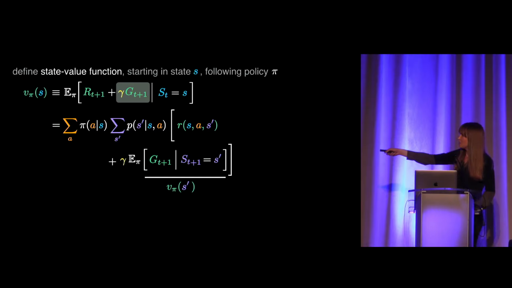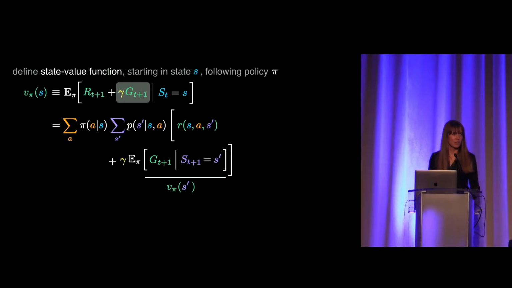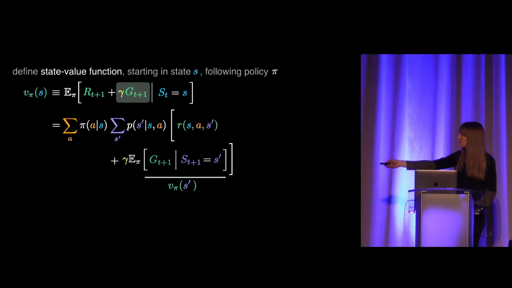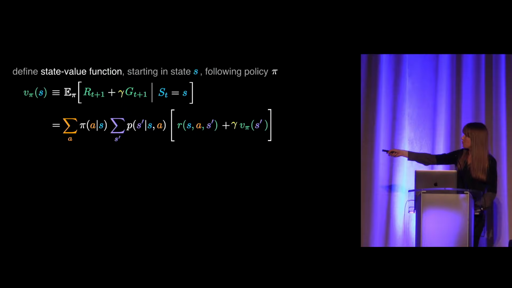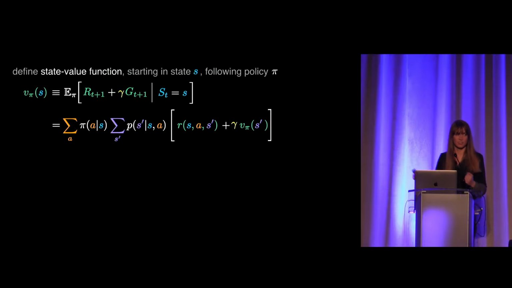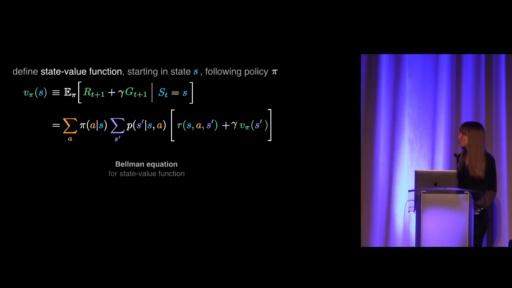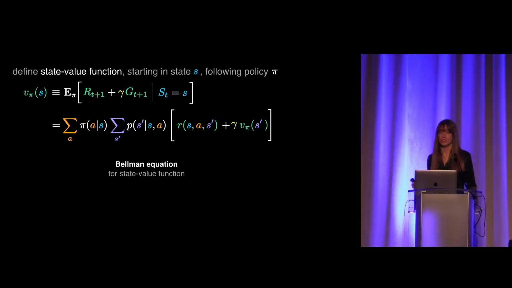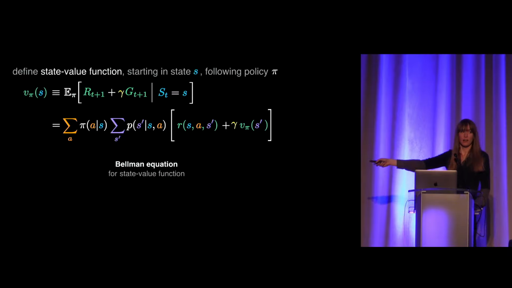So what we've done is we've written the value function with respect to state s in terms of the value with respect to state s prime. So this defines a recursive relationship between the value function at different states. And this is what's referred to as the Bellman equation for the state value function.